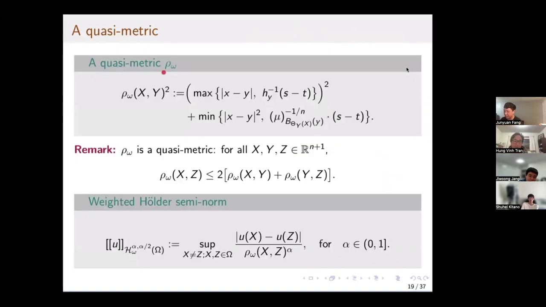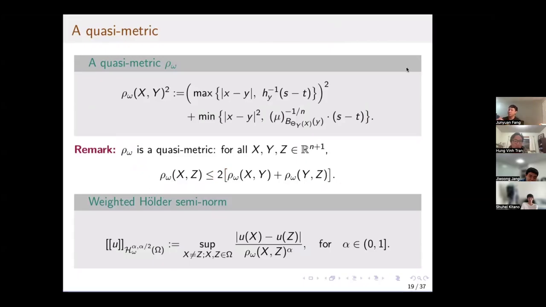This is a weighted metric. You can symmetrize this guy, and also this is non-negative. Another remark is that this is not a metric because it doesn't satisfy the triangle inequality, but it is a quasi-metric. It satisfies the weakened triangle inequality, so instead of 1, here is 2. You can basically show this property by some calculation. So this is a quasi-metric.